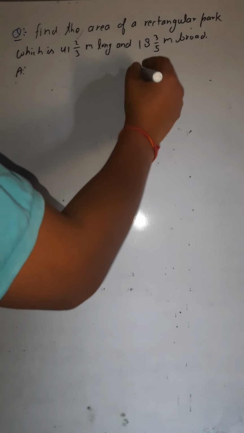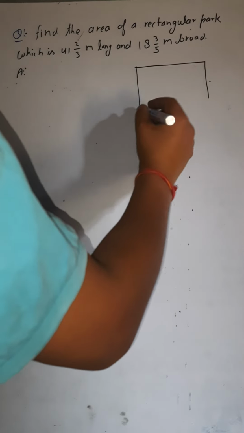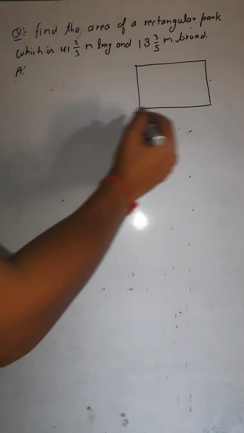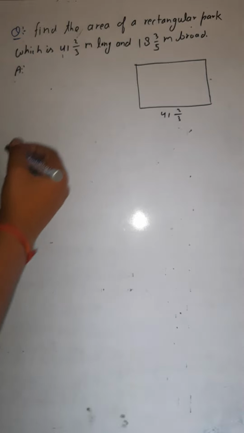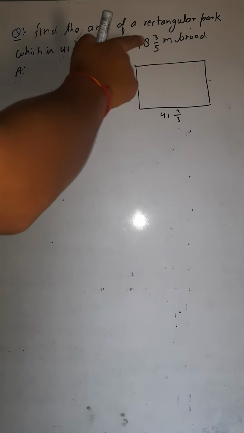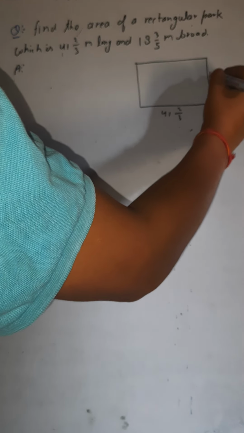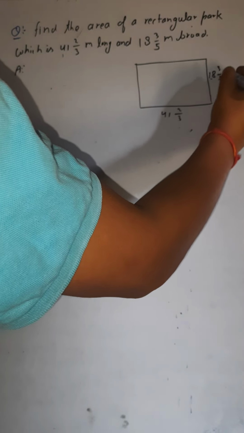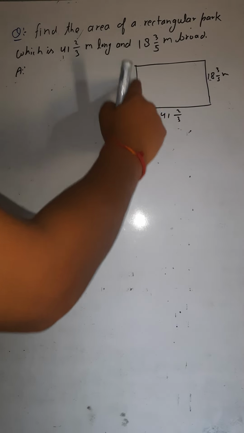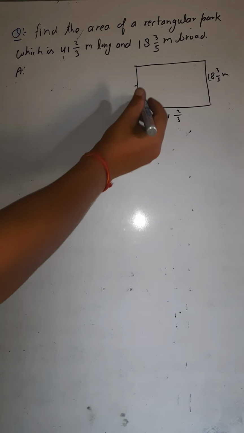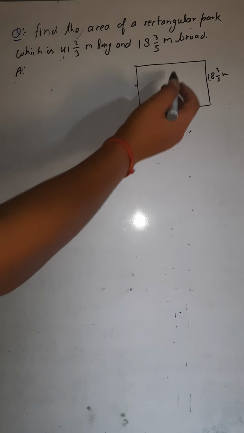So let me make a rectangular park first here. This is the rectangular park. Okay, its length has been given to you. The length of the park is 41 whole 2 by 3 meter, and its width also, means how much it is broad, that also had been given to you, and it is 18 whole 3 by 5 meter broad. Now you have to find the area of the rectangular park. Okay, area means the inside coverage. Area means this total inside coverage. So how much coverage is there inside, that you have to tell here.